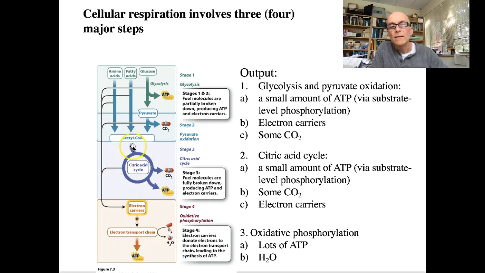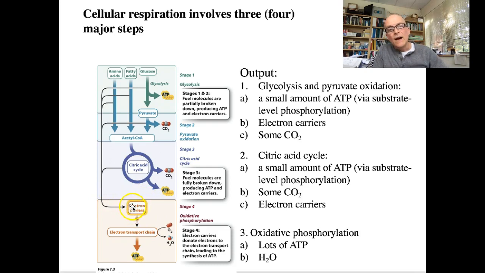We'll go into detail. This is the citric acid cycle stage, and in this stage, just as an overview, these fuel molecules that are originally broken down in glucose, they are now fully broken down, producing a little bit more ATP and a few more electron carriers. And again, this happens via substrate level phosphorylation. So small amount of ATP, some CO2, and electron carriers, quite a few electron carriers. These electron carriers are then siphoned off from this reaction. You see how they're siphoned to here.